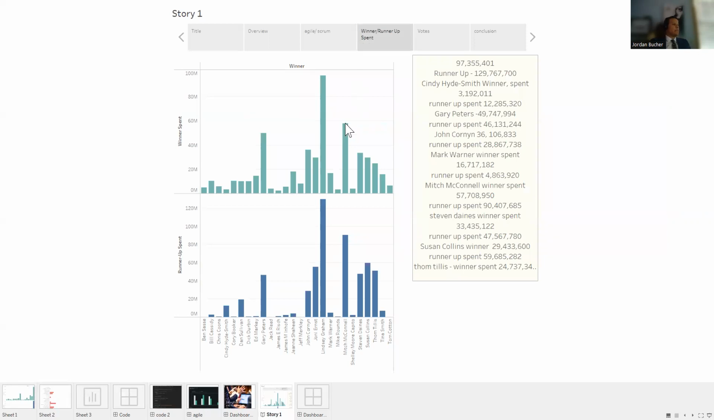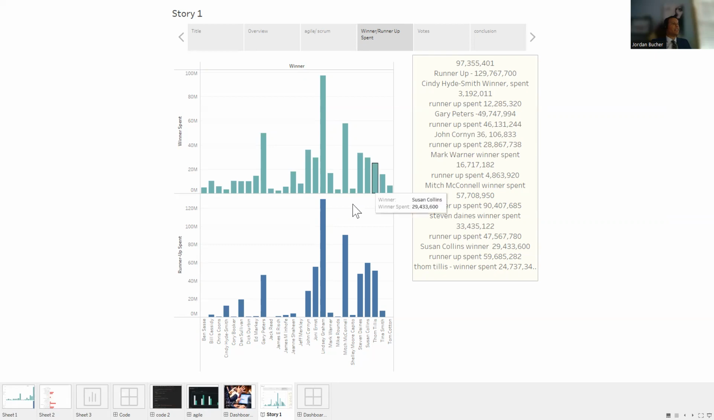Over here, I have a breakdown of the 2020 Senate elections and various amounts spent by different candidates. Then underneath, I have this chart for the runner-up amount that was spent. I've highlighted some over here on the side, such as a big one that I'm sure sticks out. Lindsey Graham spent 97 million. The runner-up spent 129 million, did not win. Another one, Cindy Hyde-Smith, she spent over 3 million. The runner-up that did not win spent 12 million.